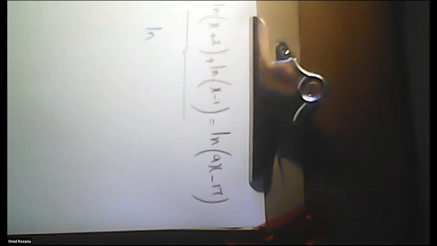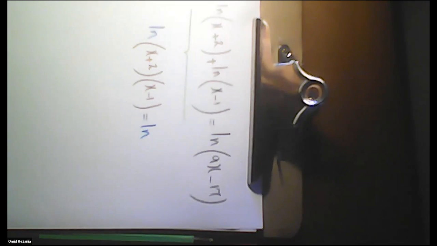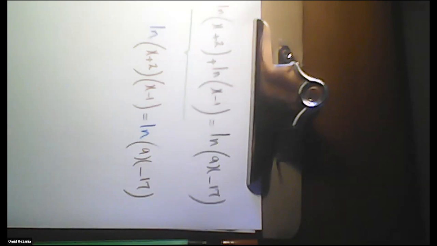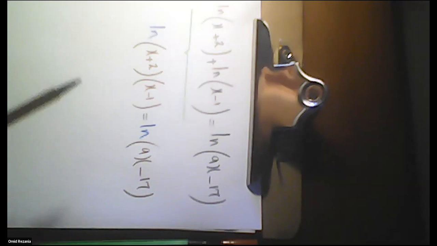I see I have two logarithms with base e, with two arguments. I end up with one ln function, with one argument, x plus 2 times x minus 1. Correct? So what do I have on the right side? I have ln of 9x minus 17. That's the shortcut method which I'm going to use.